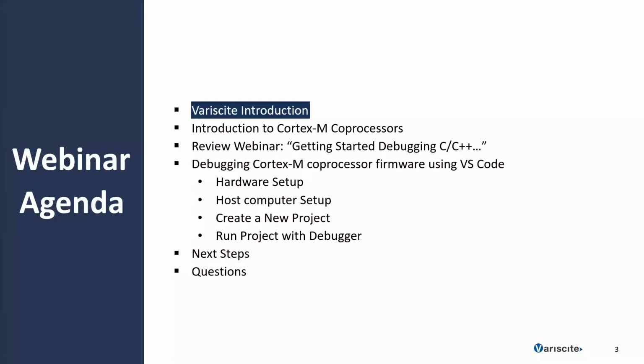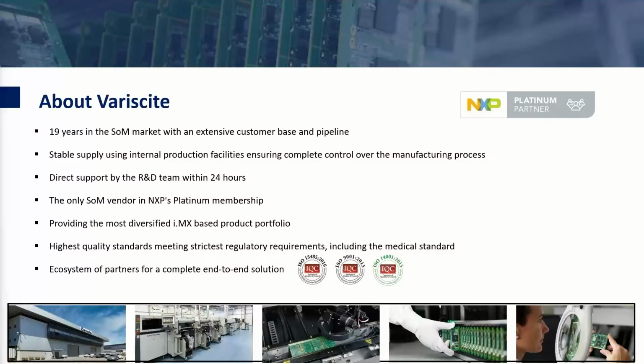We'll start by how to set up the hardware. Then we'll look at setting up the host computer. We'll create a new project within VS Code, and then we'll run that project using the debugger. I'll finish by looking at some next steps, and then I'll do my best to answer any questions that you have. All right, about Variscite.